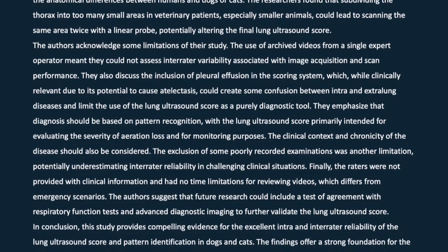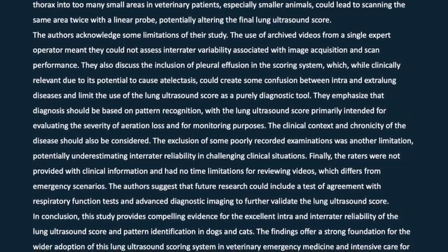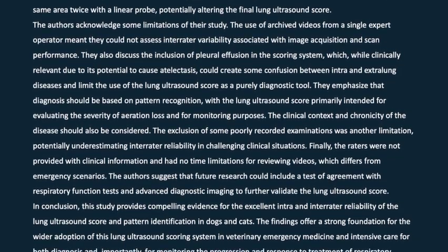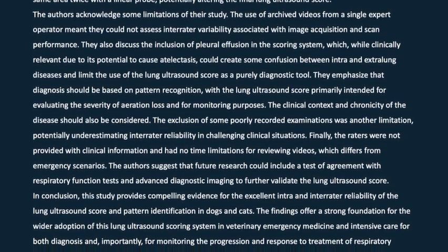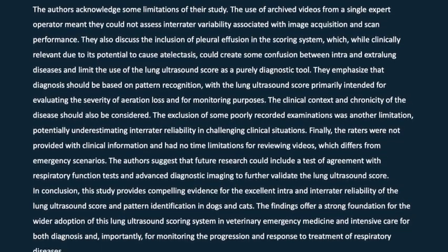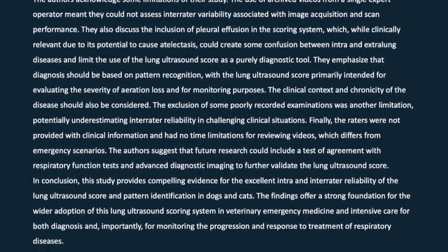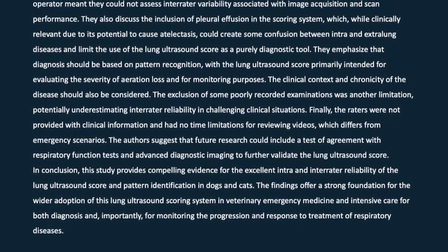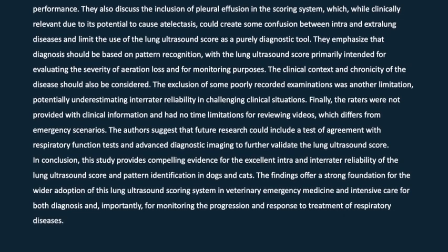The exclusion of some poorly recorded examinations was another limitation, potentially underestimating inter-rater reliability in challenging clinical situations. Finally, the raters were not provided with clinical information and had no time limitations for reviewing videos, which differs from emergency scenarios. The authors suggest that future research could include a test of agreement with respiratory function tests and advanced diagnostic imaging to further validate the lung ultrasound score.